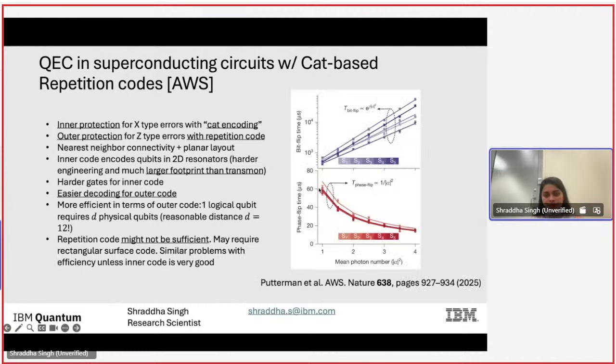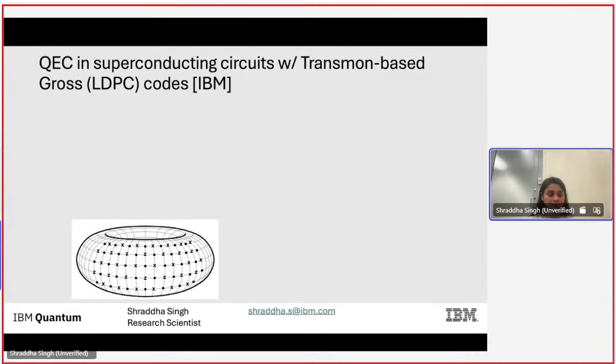It's called a rectangular code, which means a 2D lattice with a rectangular footprint. And they recently demonstrated this error correction experiment where they were able to show the total bit flip and phase flip time, which is the inverse of the bit flip logical error rate and phase flip logical error rate. I will not dive into the details of what these plots mean, but essentially, this was a good demonstration of error correction concatenated with the bosonic encoding. And now finally, in the last 5 minutes, I'm going to cover what IBM has been working on.